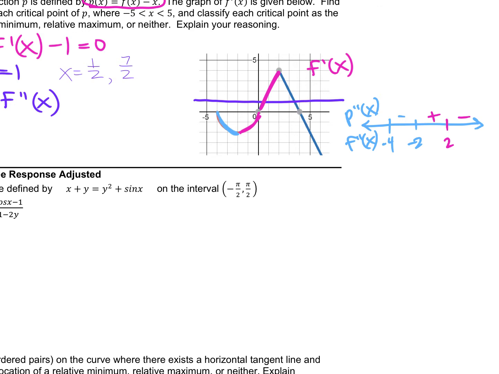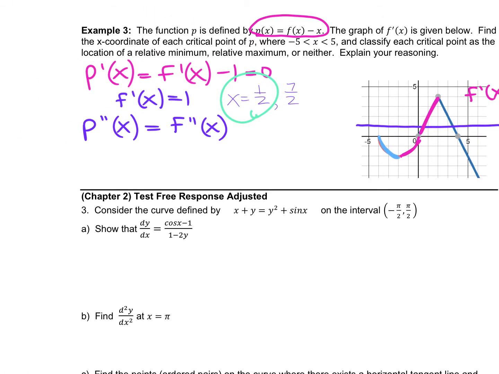All right. So then let's make some conclusions. Where does 1/2 fall in that number line? Between -2 and 2, right? 1/2 is just the next value between those, right? So because that's a critical number, and because my second derivative is positive, what does that tell me? Okay, so we're going to say x equals 1/2.